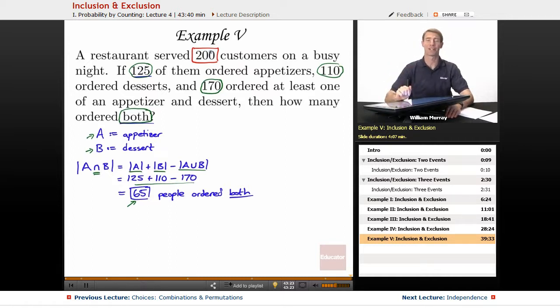So that wraps up our lecture on inclusion exclusion. I hope you'll stick around for some more lectures. We got some good stuff coming up on independence and on Bayes' rule in the next couple of lectures.